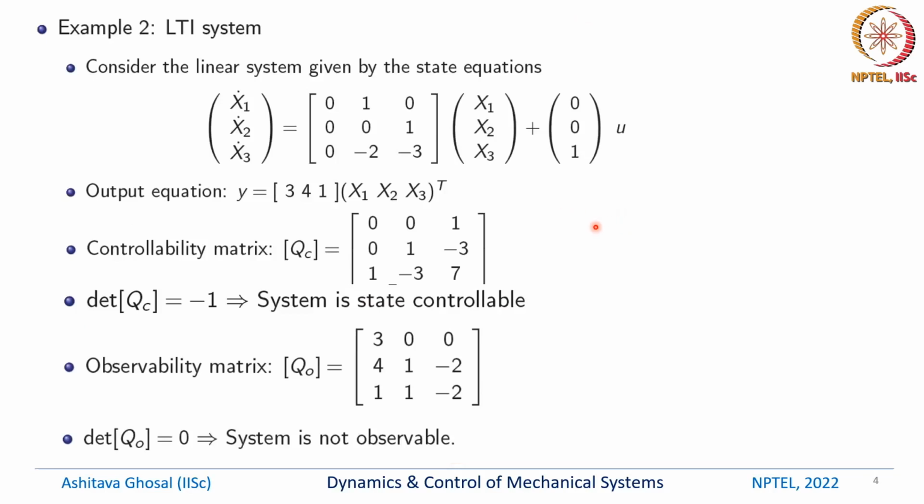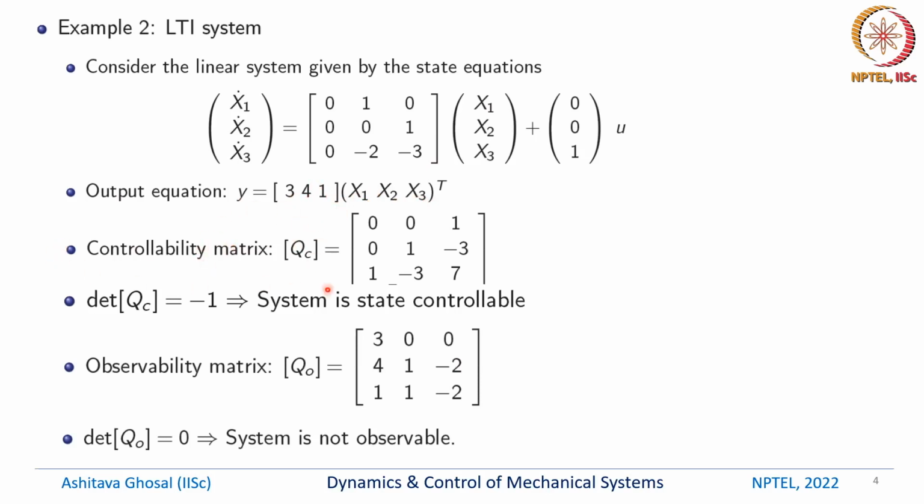Next, we consider a simple linear time invariant system. In this case, again, we have x dot equals fx plus gu. F again is a 3 by 3 matrix, which is 0, 1, 0, 0, 0, 1, 0, minus 2, minus 3. X is x1, x2, x3, and the g vector is 0, 0, 1. In this case, the output equation is not only x1. It depends on x1, x2, and x3. So y is 3, 4, 1 into x1, x2, x3. It is still a single output, but it is not as simple as the last case where y was x1.